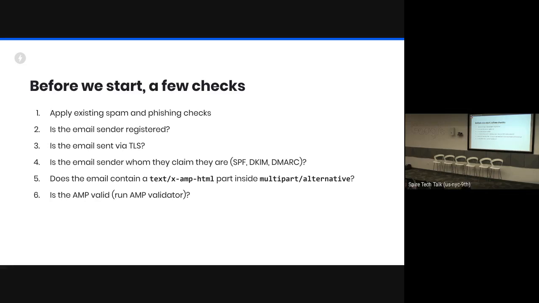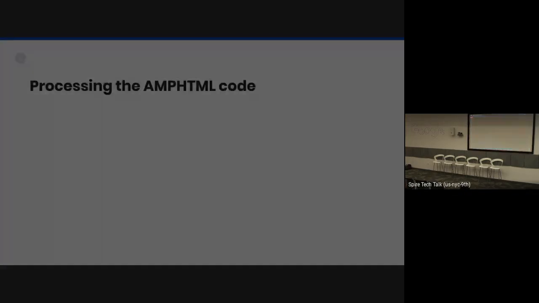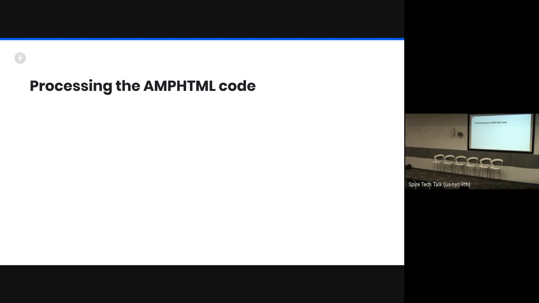Finally, when we've passed all these checks, we get the AMP part and we run the validator on it. And this already makes sure some things are true. For example, we are sure we don't have any external JavaScript, and we only allow some components which are part of the email spec. Now, once we've done that, we have some valid AMP code.